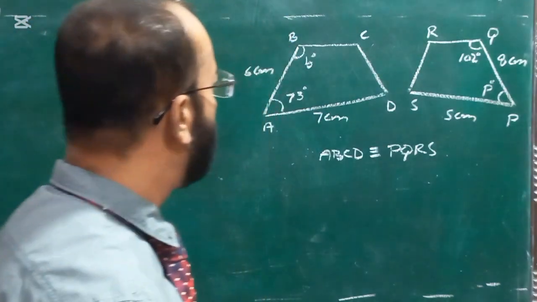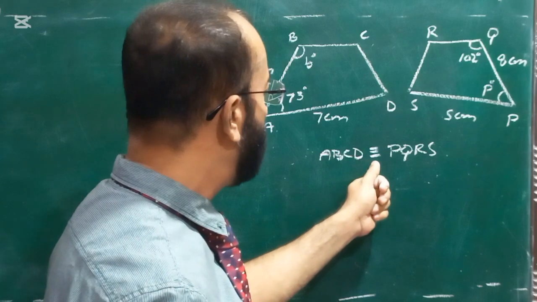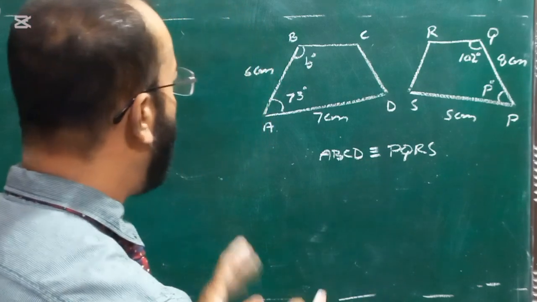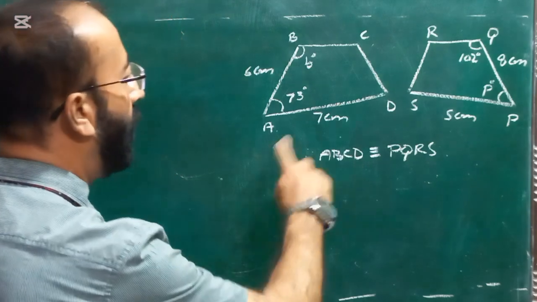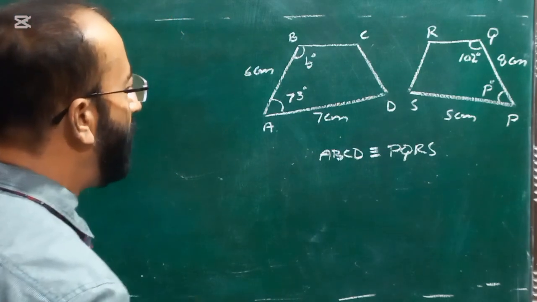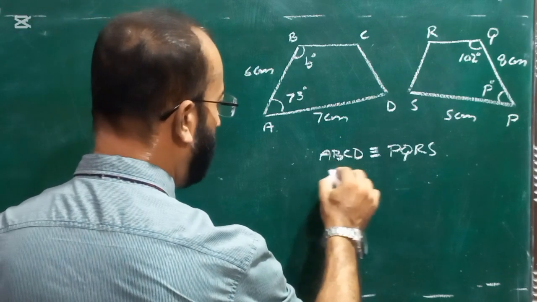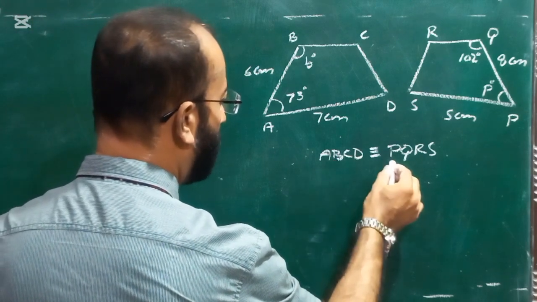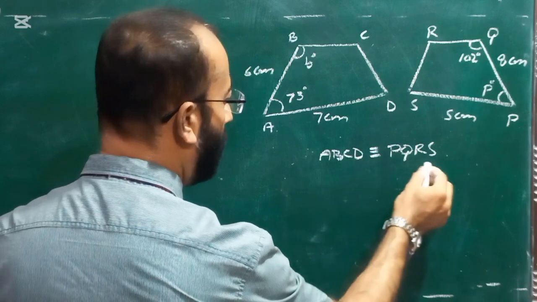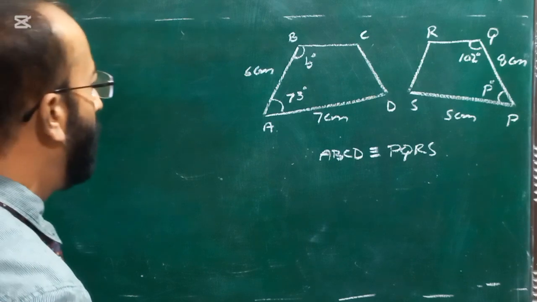Here is another question. It is also given that ABCD figure is congruent to PQRS. This is a sign of congruency, and requirement is find the unknown values. So this will be very easy because corresponding points are already given. A is corresponding point of P, and B of Q, C of R, and D of S. So now the things will be very easy.